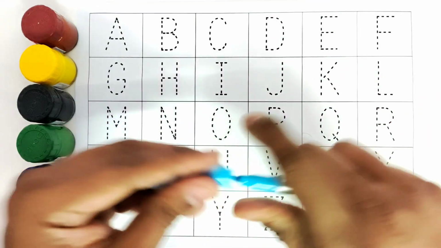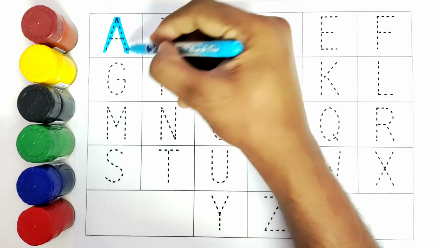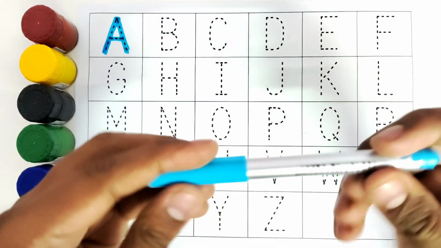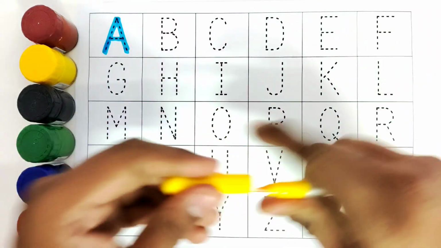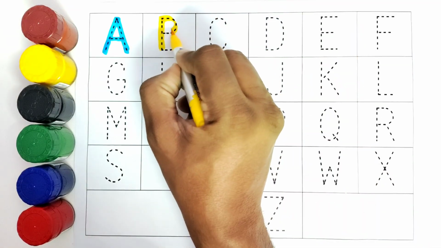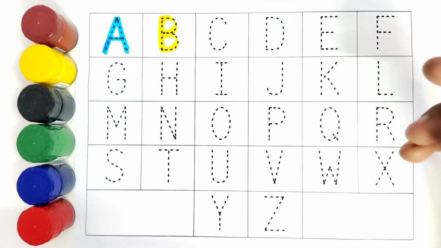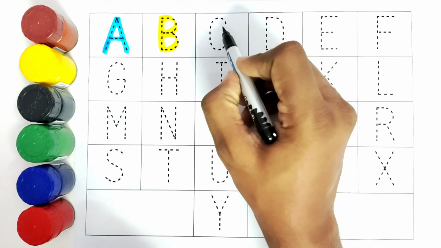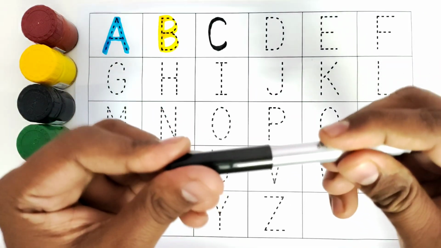Blue color. A for apple. Yellow color. B for ball. Black color. C for cat.